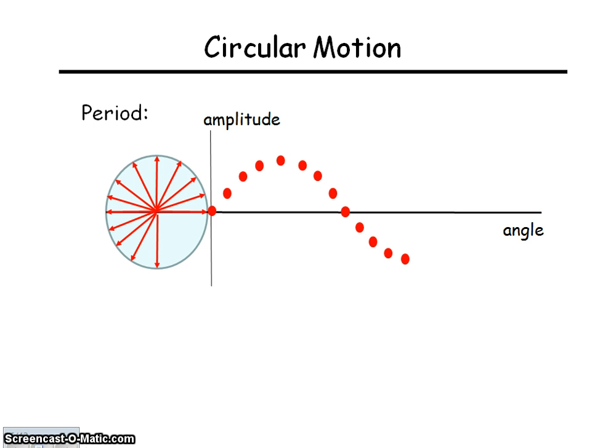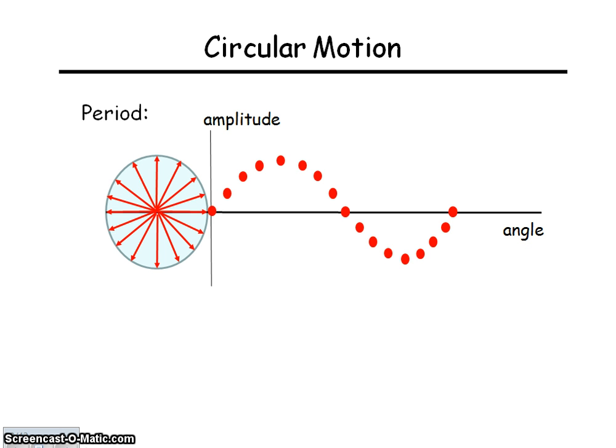At 270, we're at the bottom extent of the motion. The sine of 270 is equal to -1. So that would be a -1 here. This would be a +1 up here. And then we keep going until we get back to where we started from, 360 degrees. And so that's the relationship between the sine and circular motion.